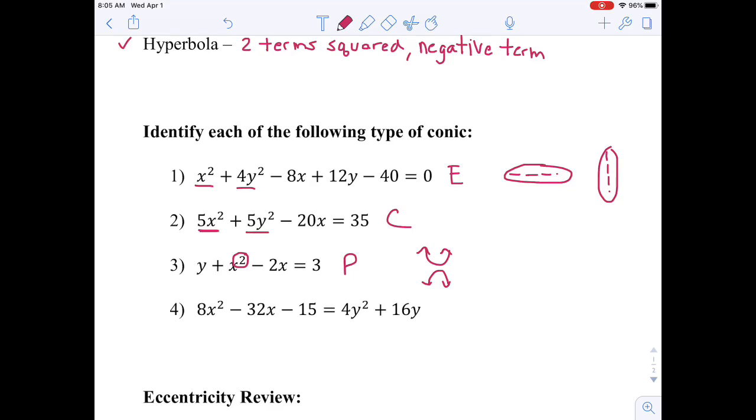And that leaves us with number 4, which would be our hyperbola, because when I move this over, it becomes a negative 4y squared. Which means your y squared is the negative term, so our x is the positive term there, which means our x is going to be our transverse axis, so this would open horizontally for us.